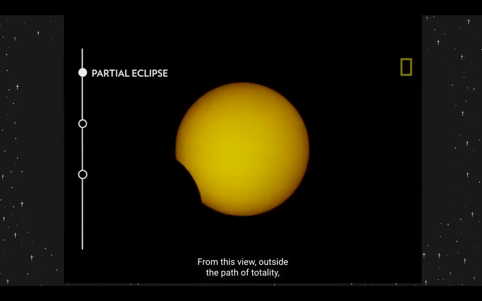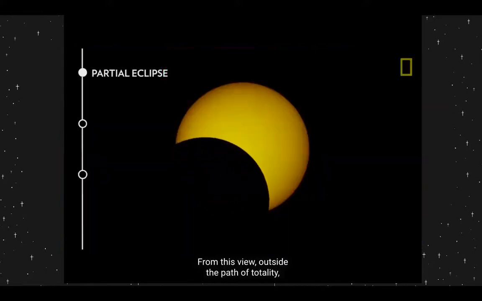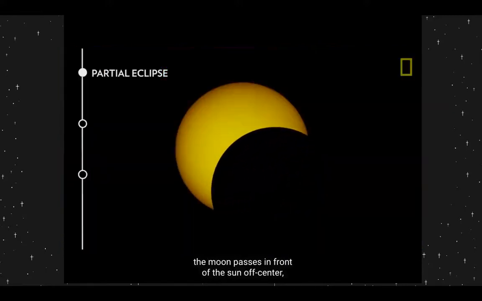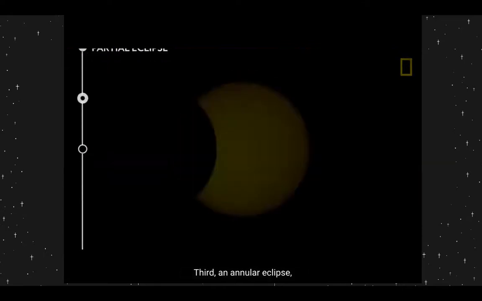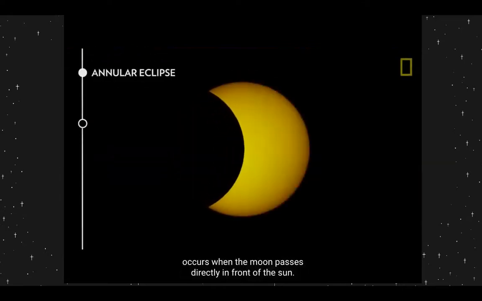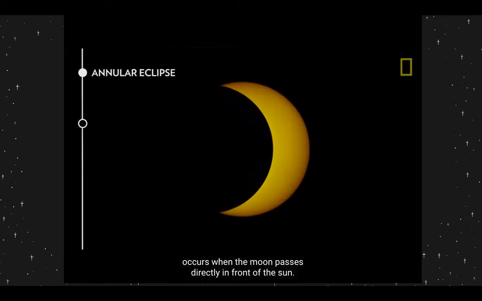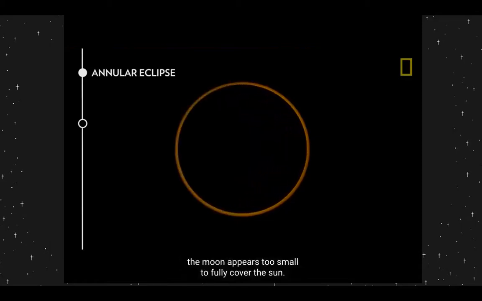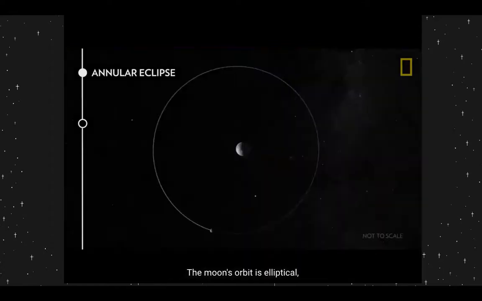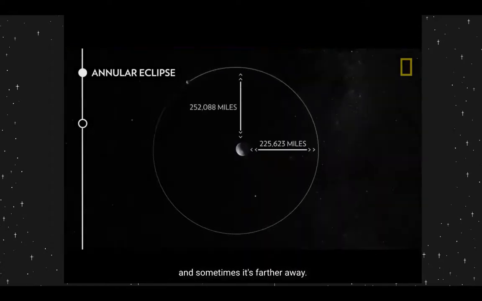From this view, outside the path of totality, the Moon passes in front of the Sun off-center, never fully covering its surface. Third, an annular eclipse occurs when the Moon passes directly in front of the Sun. However, unlike a total eclipse, the Moon appears too small to fully cover the Sun. The Moon's orbit is elliptical, so sometimes it's closer to Earth and sometimes it's farther away.